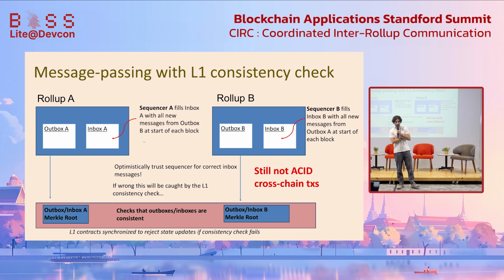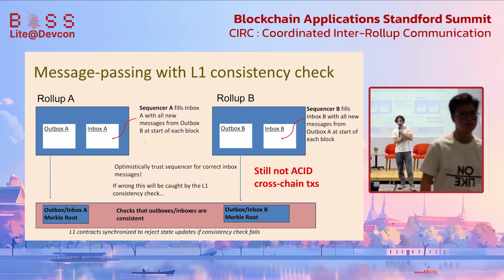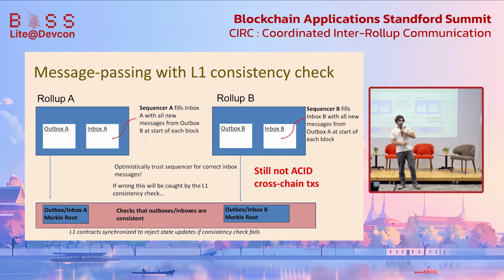And this is sort of similar to the idea of optimistic rollups. At the time that the two rollups settle on the layer 1, you can implement some kind of consistency check between the Merkle roots of the inboxes and outboxes to ensure that all the messages that were passed to one rollup indeed were written to the outbox of the other rollup.